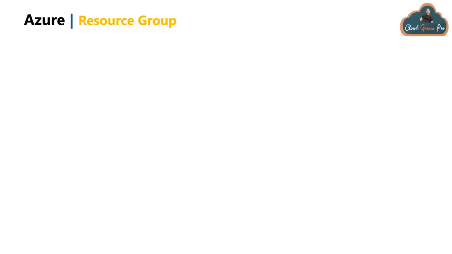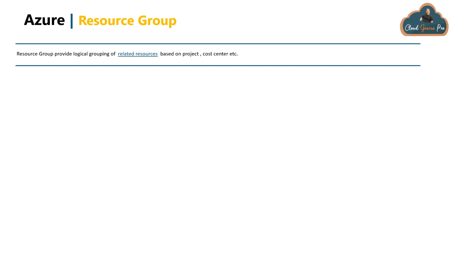So resource group is nothing but a virtual or logical grouping of related resources. When I say logical grouping of resources, the grouping could be based on multiple attributes. It could be based on projects, or resources can be grouped together in a resource group based on cost centers or application. So there are several ways to see how an organization or enterprise wants to group the resources.